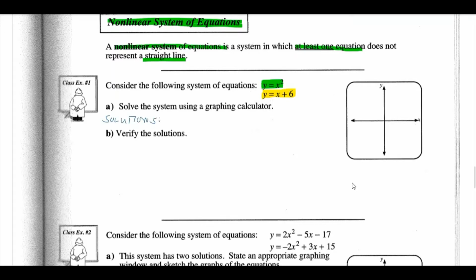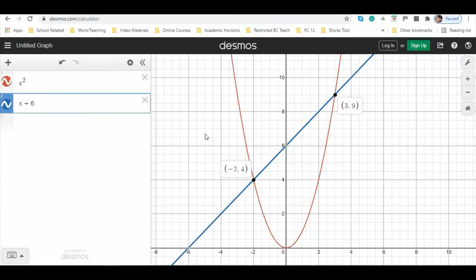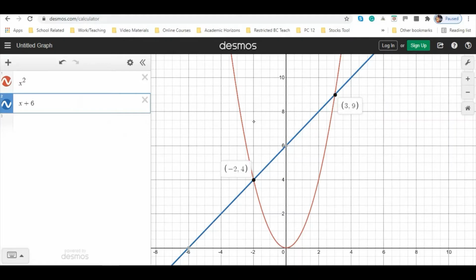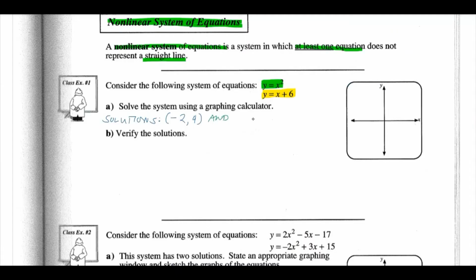So we can write the solutions. The solutions are (-2, 4), and the other one is (3, 9).